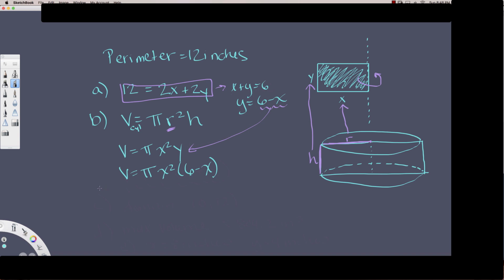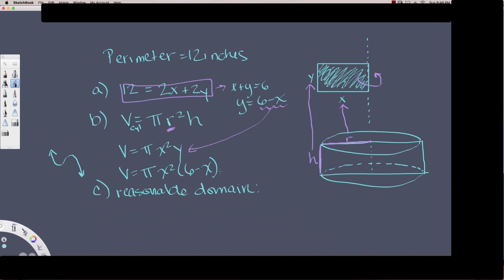Okay, part C asks us for a reasonable domain. And so now let's think for a second what this function is going to look like. All right, we have an x squared and we have a negative x here. So this is actually going to be a third degree polynomial with a negative lead coefficient. It's going to look something like this. And it's going to have zeros at 0. We've got an x squared, so it's going to have a double root at 0. And then it's also going to have a zero at 6.